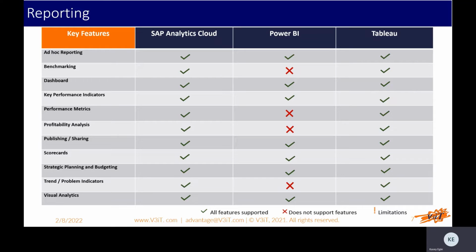Now we are moving on to the different key features, comparing the three. They are broken down by category. We are starting with the category of reporting key features. So here we can see them listed. SAP Analytics Cloud and Tableau both have really good reporting features. They have all of them. Power BI is missing a few, such as benchmarking, performance metrics, profitability analysis, and trend problem indicators. However, it does have everything else.